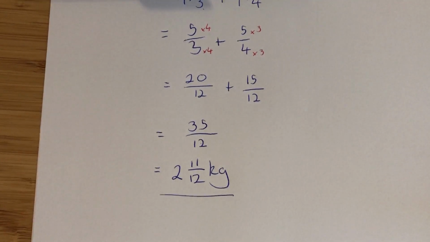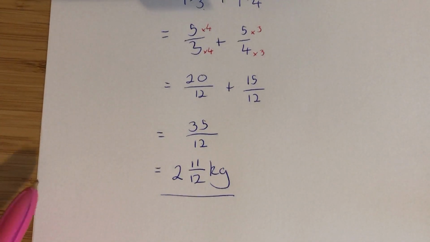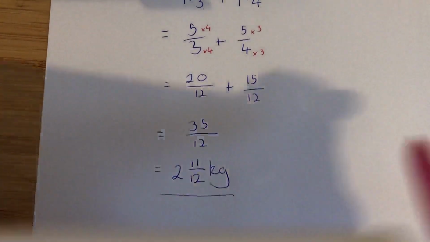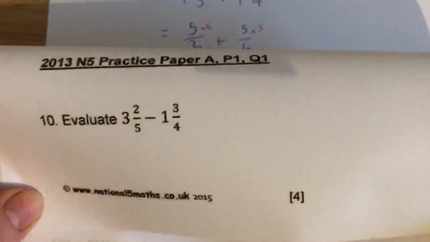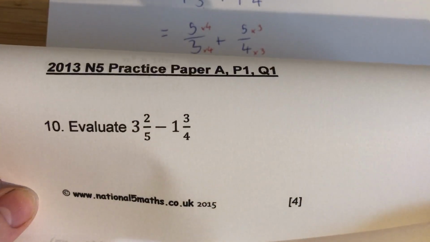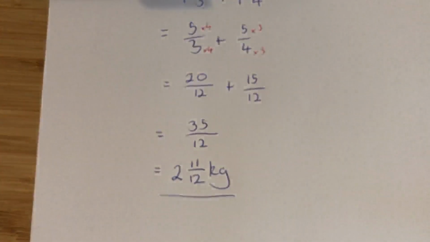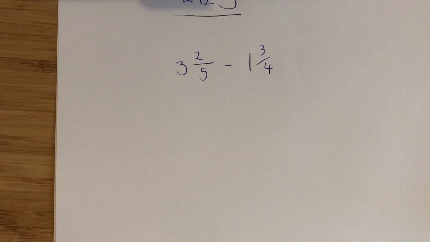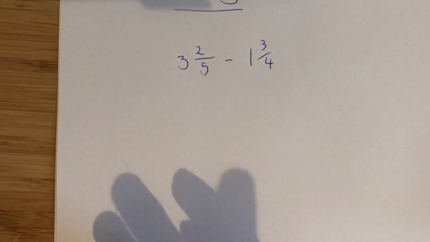Okay, I'm going to look at a National 5 past paper question. I'm going to do a subtraction one now. This is from the 2013 paper. Evaluate 3 2/5 minus 1 3/4. I'm just going to write that out on my piece of paper. 3 2/5 minus 1 3/4. Adding or subtracting, you need the same thing. You need it to have a common denominator.